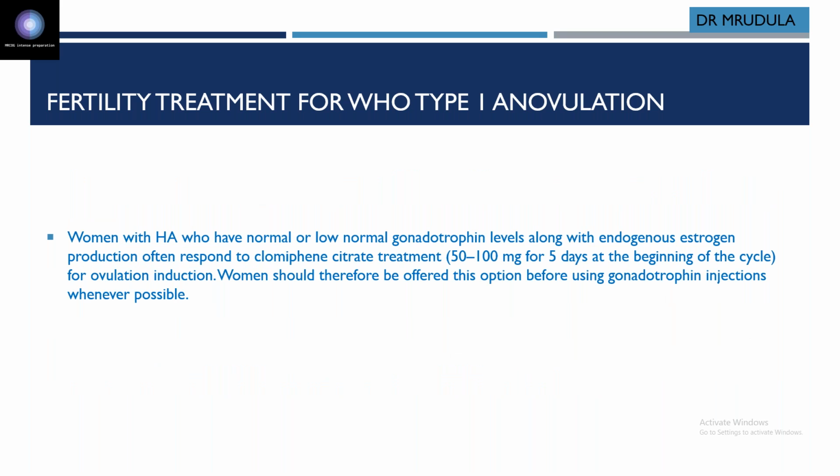So, as I told you previously, with low normal gonadotrophins and preserved endogenous estrogen levels, you can use clomiphene for ovulation induction. If the gonadotrophin levels are normal and endogenous estrogen is present, you can first give a trial of clomiphene citrate before starting GnRH pulsatile treatment.